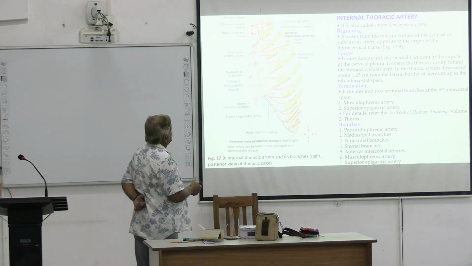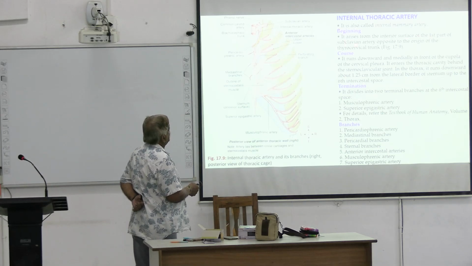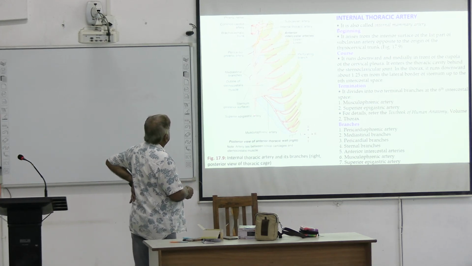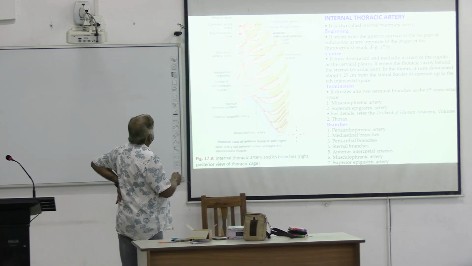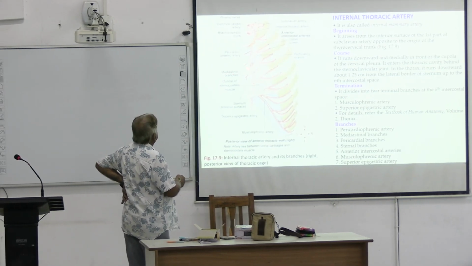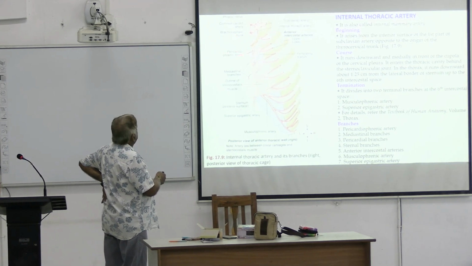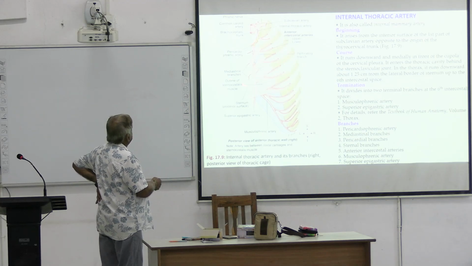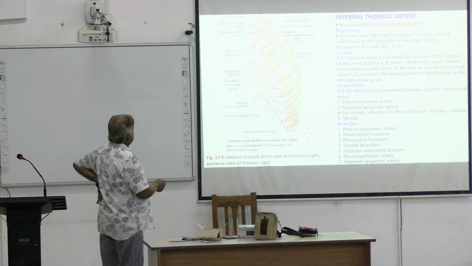The internal thoracic artery is also called the internal mammary artery. It arises from the inferior surface of the first part of the subclavian artery, opposite to the origin of the thyrocervical trunk. Here, the internal thoracic artery. These are the branches: the pericardiophrenic artery here, mediastinal branches, and the sternocostal muscle outline. This is the outline of the sternocostal muscle. Now, the sternum, and the superior epigastric artery goes here.